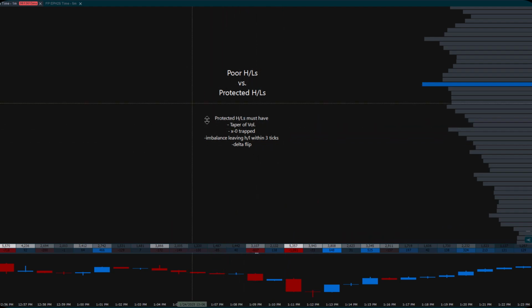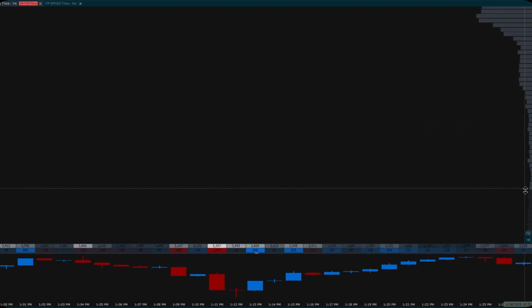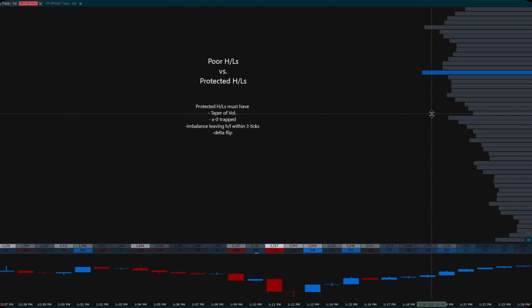I'll show some examples, but you want to see the tapering of volume. Whenever we build value, the highs and lows are made with little to no volume, like this, right? The volume tapers down to little to no volume, so there's almost nothing down there. So you want to see that volume taper off, indicating that it could be a high or low.